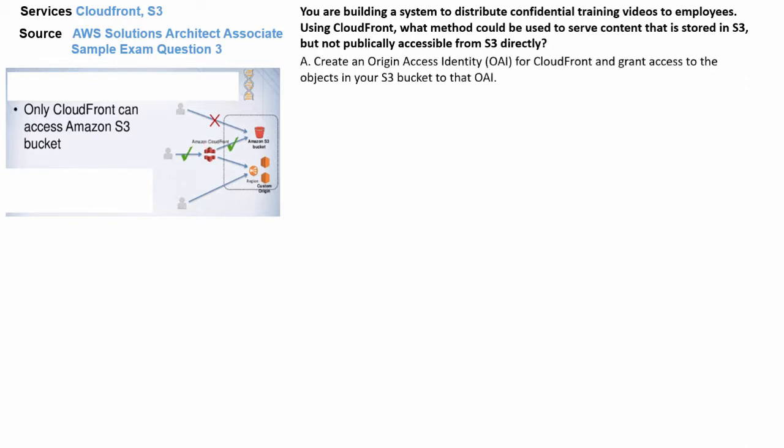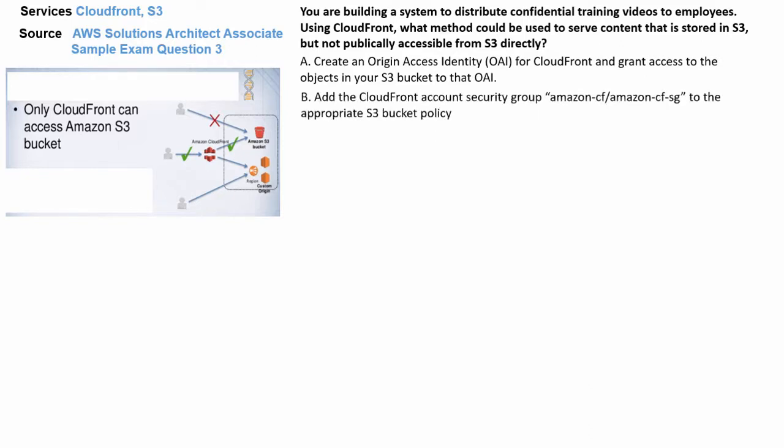So the first one is A, create an origin access identity, an OAI, for CloudFront and grant access to the objects in your S3 bucket to that OAI. Okay, now an OAI, we need to know what that is. We're going to talk about that a little later on. Just keep that in mind for the moment that when I first read this question, I didn't know what an origin access identity was. So assuming that some of the people watching this video will not know either, we'll get into some definitions later.